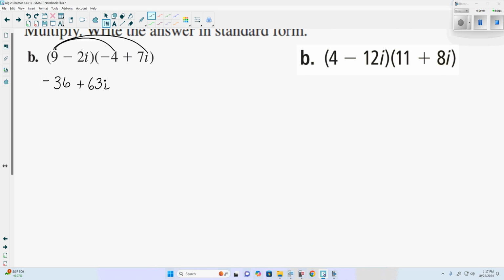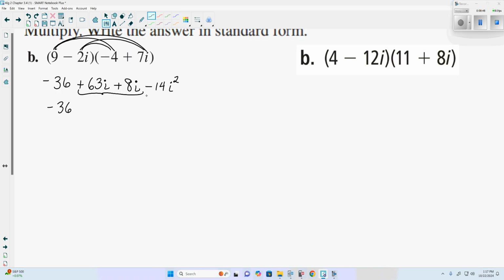After that, we can do -2i times -4. Well, negative times a negative is a positive. 2 times 4 is 8, and we still have our i. So -2i times -4 is positive 8i. And lastly, -2i times 7i. -2 times 7 is going to be -14, and our i times i is i squared. Questions on this here before we move on to the next step?